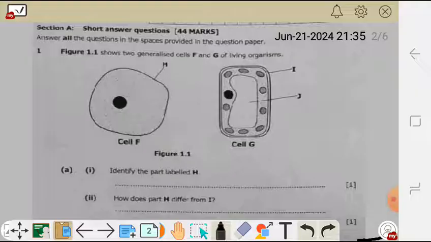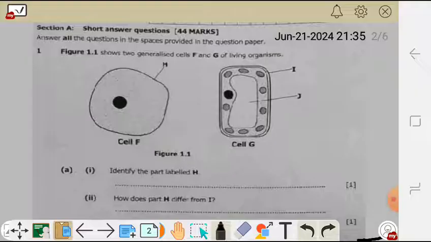Question 1A says identify the part labeled H. So they're asking us to identify the part labeled H, which is in this cell. To answer these questions, first we need to familiarize ourselves with the figures which have been given.